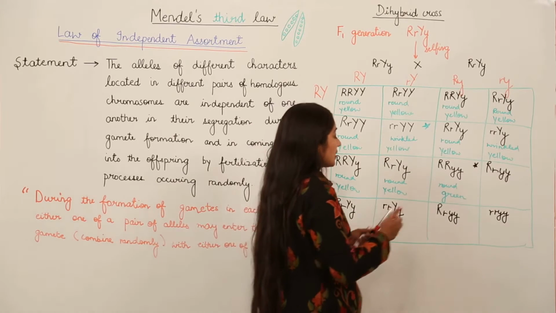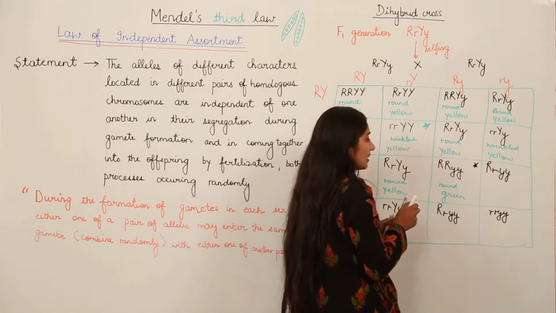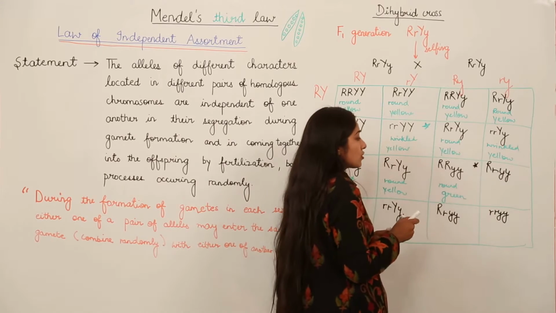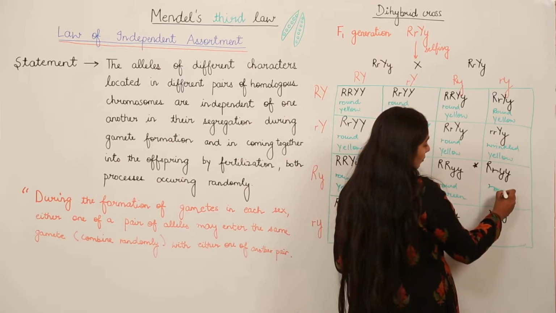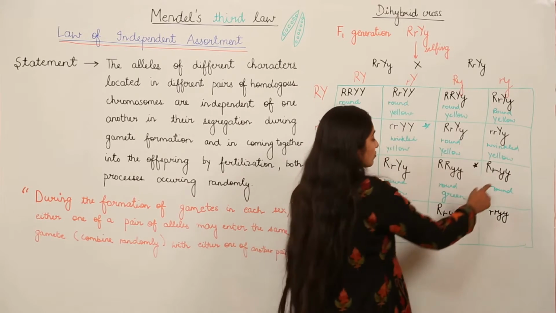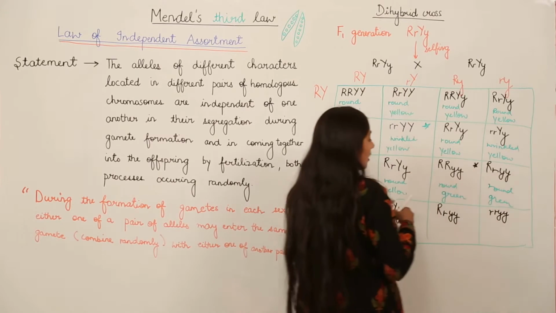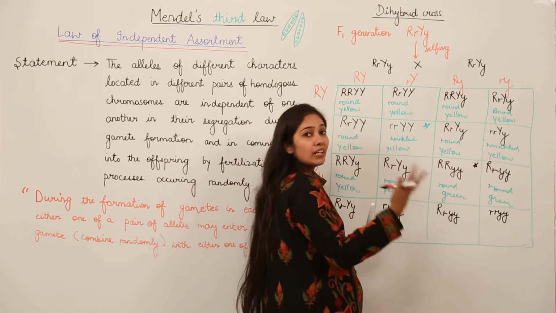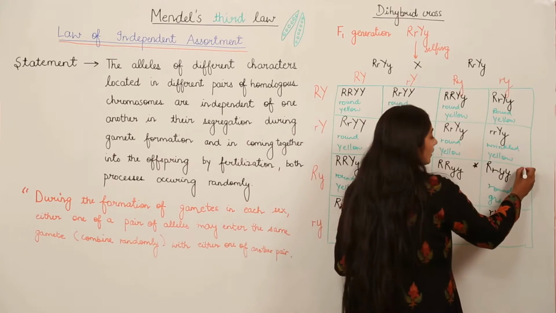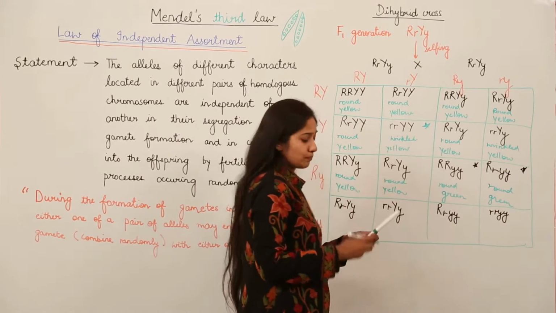Next is capital R, small r, means the seed's shape is going to be round because we have a dominant allele. But we have small y, means it is going to be green. Why green? Because we don't have a dominant characteristic trait for the color of cotyledons. Make it star also.